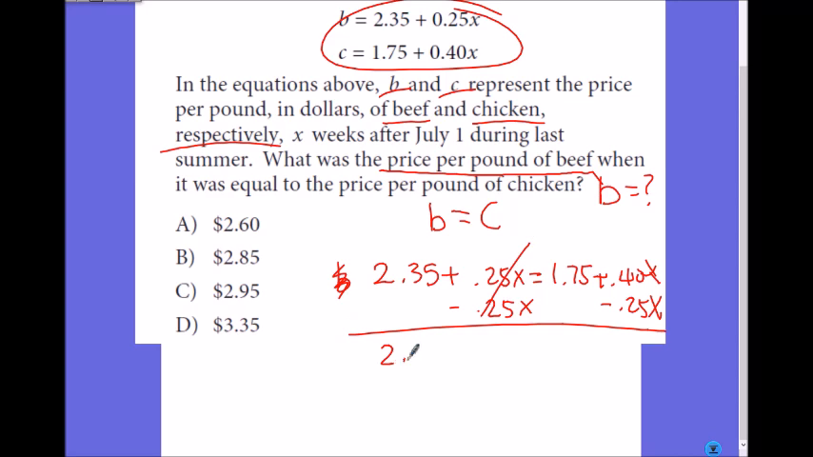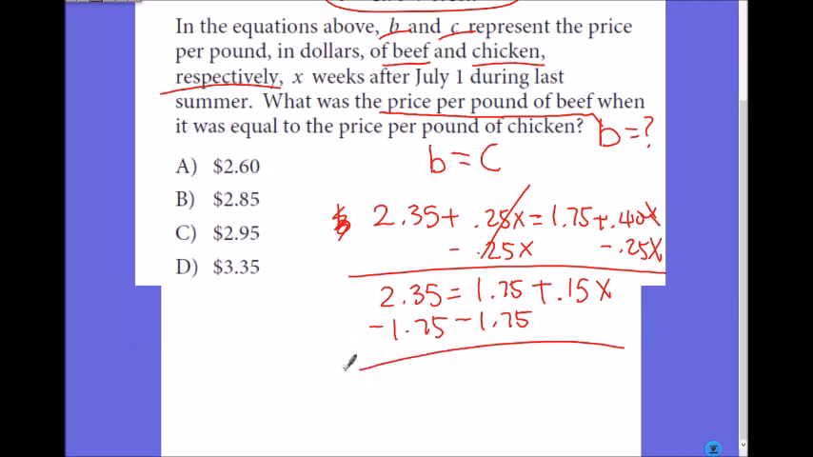So I get 2.35 equals 1.75 plus 40 minus 25 is 15x. So move 1.75 by subtracting. So I get 0, you borrow 10 from 2, so you get 6.6 equals 0.15x. So it is the same thing as 60 divided by 15, even though you have decimals. So x becomes 4. So is that my final answer?